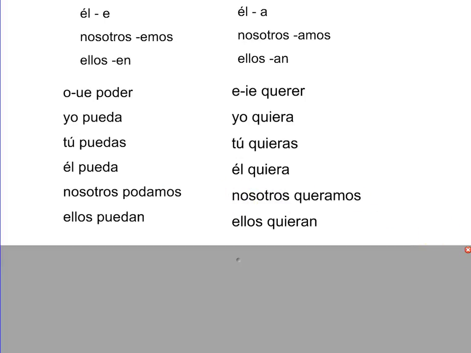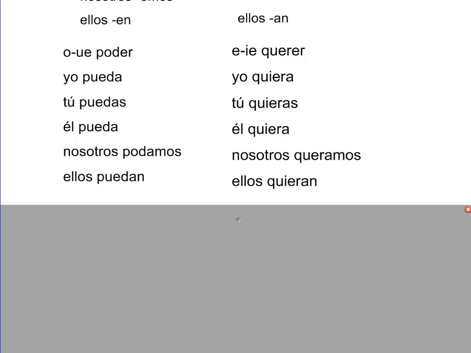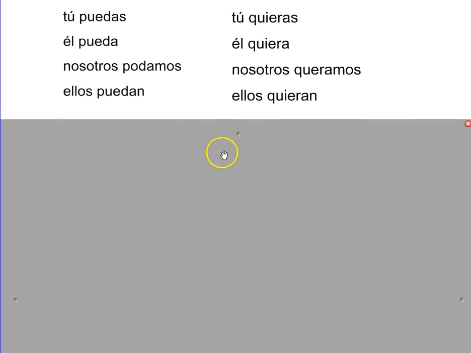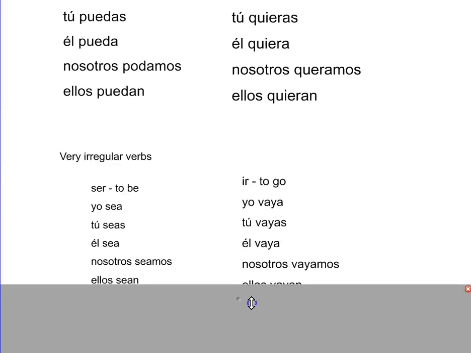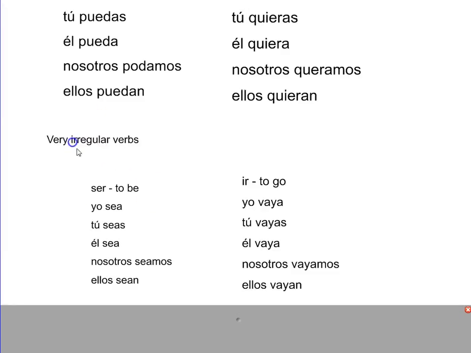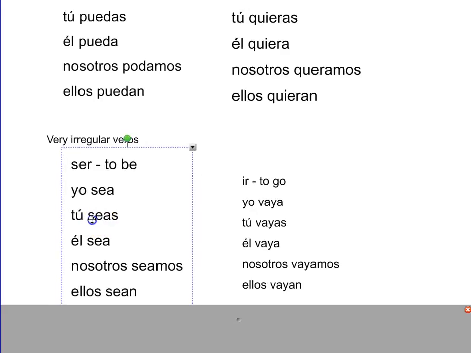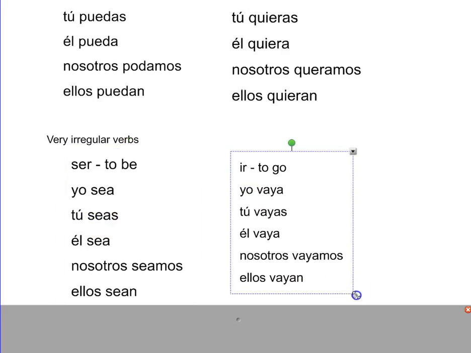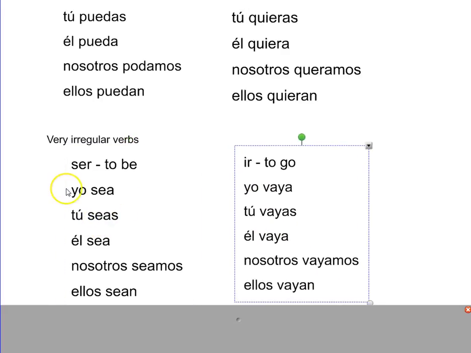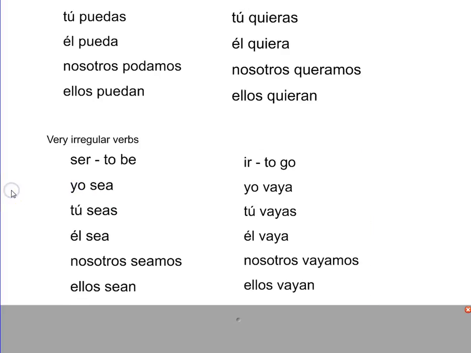Okay, so those are some irregular verbs. Some really, really strange irregular verbs are ser and ir. Let's make this bigger. Ser is probably the most important one, though ir is important too. We use it all the time, especially in opinion statements, because you're going to say that something is, or you don't believe that something is, you know, an issue.